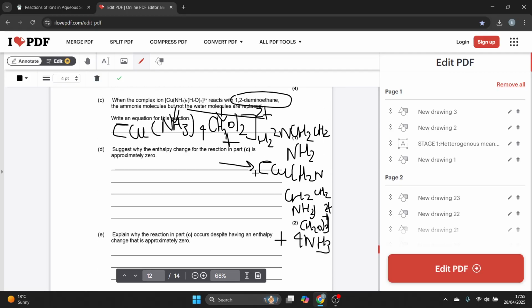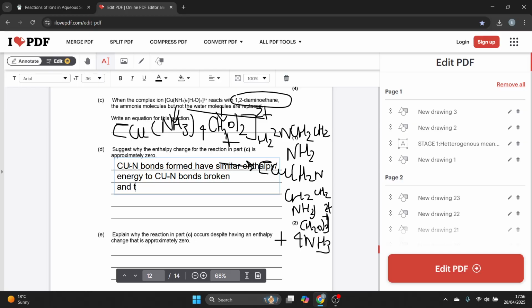Explain, suggest why the enthalpy for the reaction is approximately 0. Okay, the Cu-N bonds formed have similar enthalpy or energy to the Cu-N bonds broken, and the same number of bonds are broken and made.